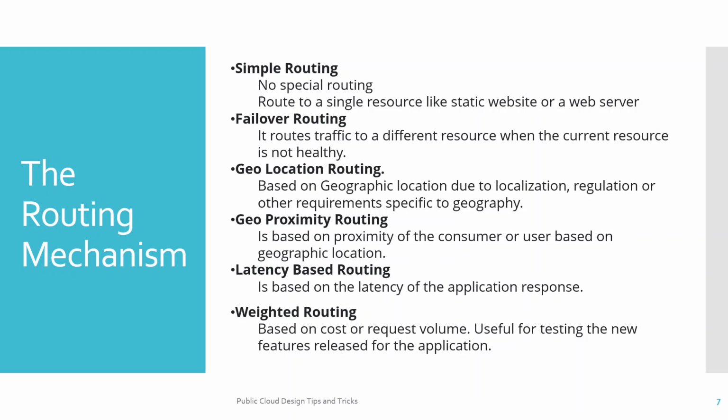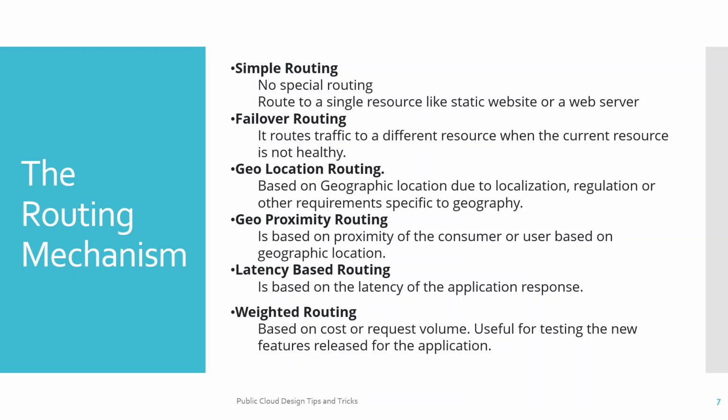Now what are the routing mechanisms supported in Route 53? Simple routing routes to a single resource like a static website or web server. What is failover routing? It routes traffic to a different resource when the current resource is not healthy. What is geolocation routing? It is always based on geography, with respect to localization, regulation, or other requirements that are very specific to geography.